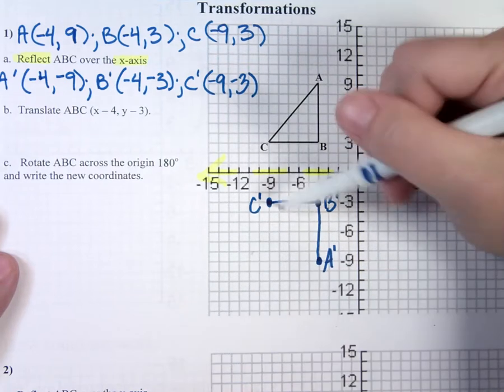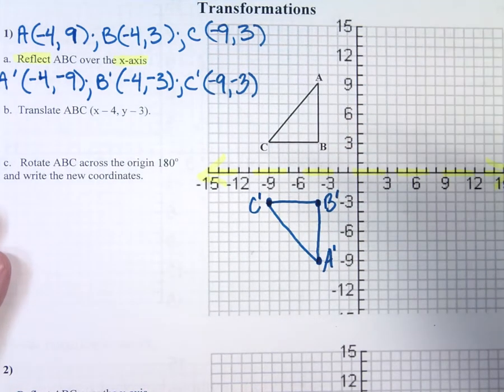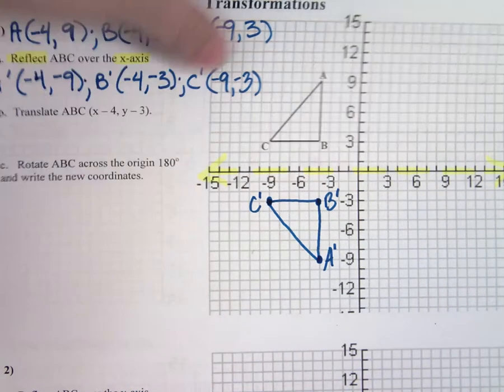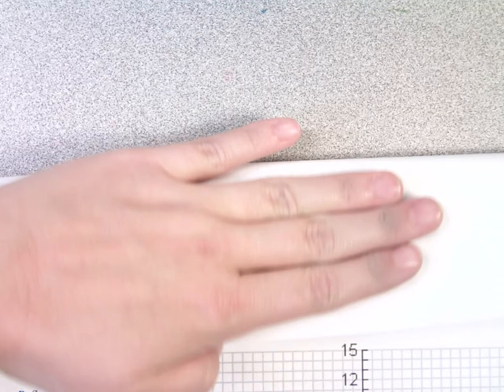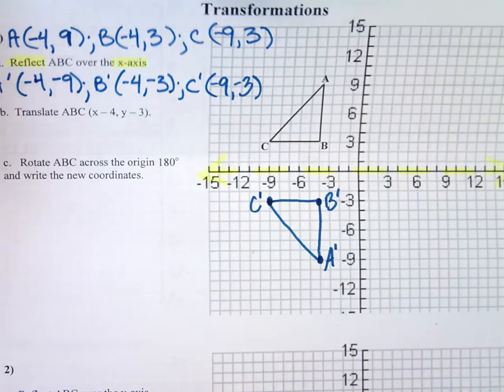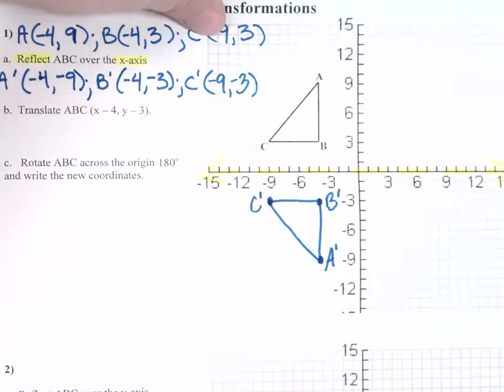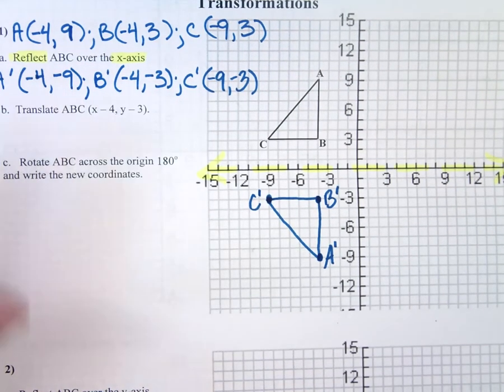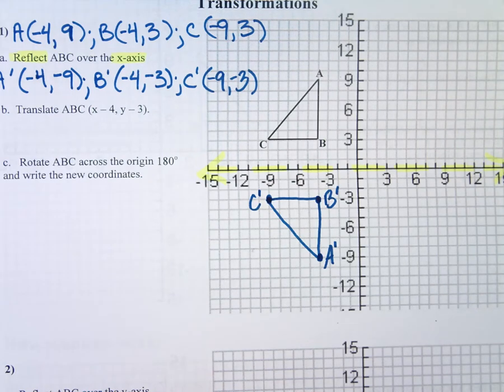What's another word for the word reflect? Symmetry. I was looking for something different, starting with an F. Flip. A reflection is a flip. Can you imagine folding your paper over that x-axis? When you flip that triangle over that line, it would land on top of this one. Okay, so a reflection is a flip. A translation is a slide. A rotation is a turn. And a dilation? It gets smaller or bigger.